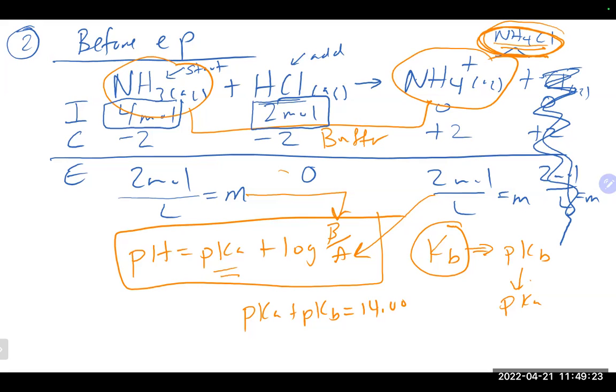So a couple of things you do want to watch out for. You basically do need to do an ice table like last time. You want to convert back to molarity using the total volume. And again, you do have 2 options as to how you could get to the pH.